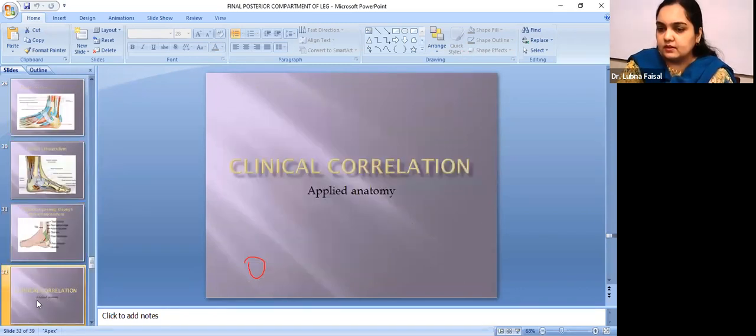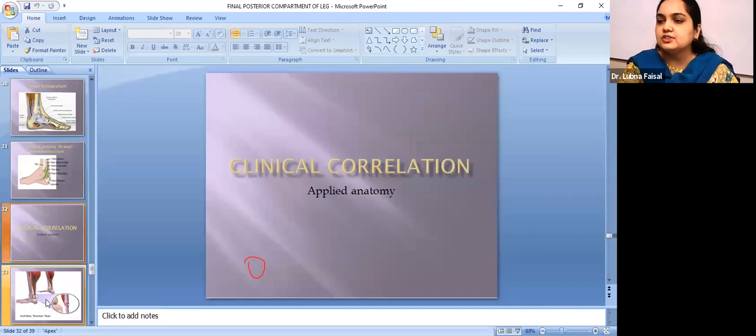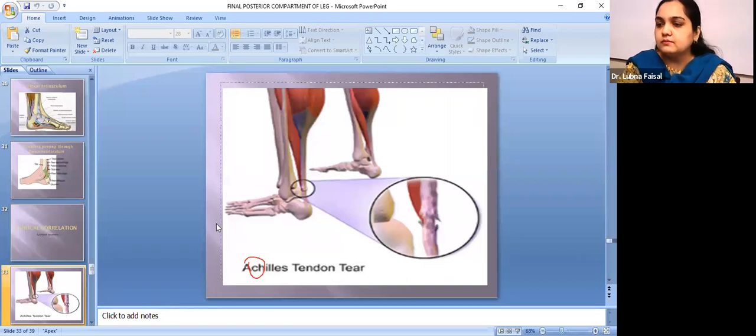Okay. Now the clinical correlation related to this: ATRS, Achilles tendon rupture. The Achilles tendon is the most commonly ruptured tendon. Sports activities may usually rupture the Achilles tendon, and it is the strongest and thickest tendon. A popping sound will be produced if it ruptures, and the pain and symptoms it produces are very sharp.